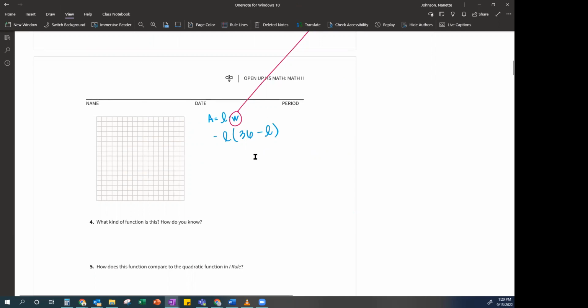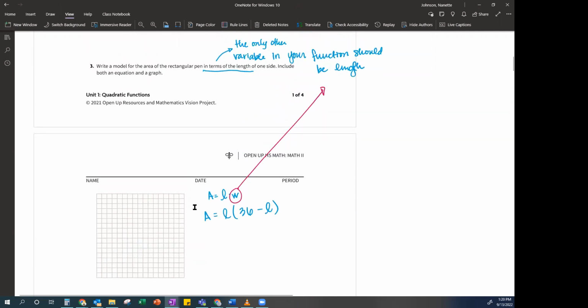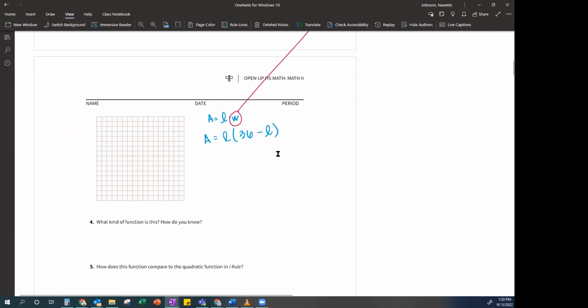Okay. So this is the area formula that they wanted. Let me check. Write a model for the area of the rectangular pen, yep, length times width, in terms of length. So the only thing that I should see here is L, L, L, L. Very good. I only have L's. Miss Johnson, why couldn't we use the W? Because they told us not to, only in terms of length. Okay. So I'm going to multiply this out because it looks a little funny to me right now. So this is 36L minus L squared.